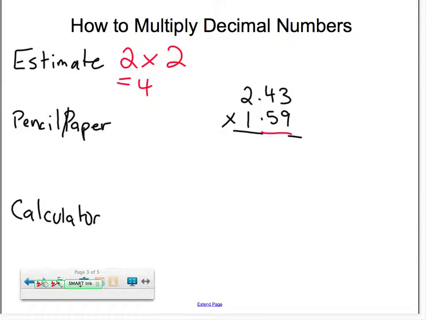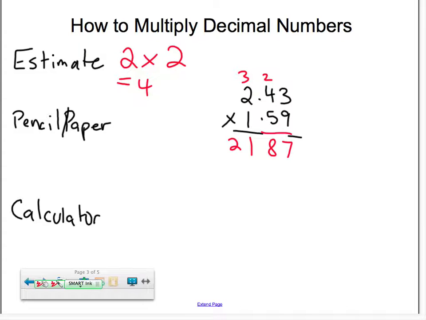So I always start with the column furthest to the right, and I multiply it out. So 9 times 3 is 27, she says. So I put the 7 down here, carry the 2. 9 times 4 is, she says 36. Add the 2, I get 38. And then 9 times 2 is 18, plus the 3, I get 21. Please stop me if I make a mistake. It happens all the time.